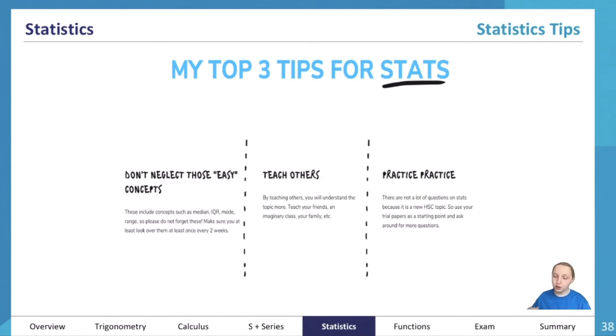And in case you couldn't have guessed it, practice. There aren't a lot of questions on stats because it's fairly new to the HSC, so you'll only be able to use the past few years' papers. So use your trial papers as a starting point. Ask around for more questions. Look at your textbooks. Get your hands on a few textbooks if you can, and just have a look at all the different sorts of stats questions that you might get asked about.